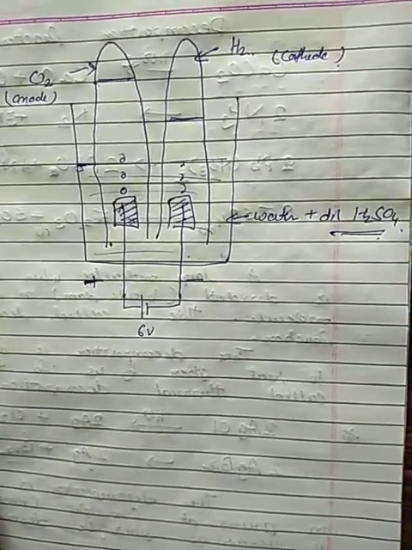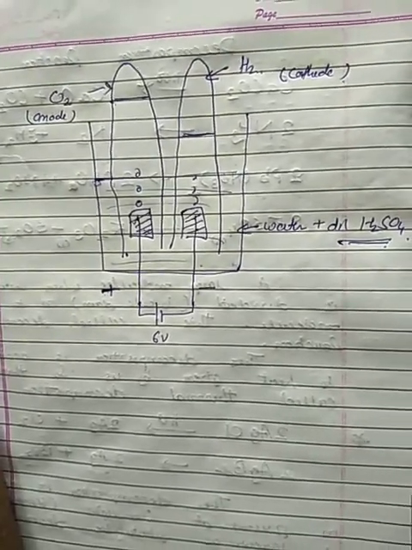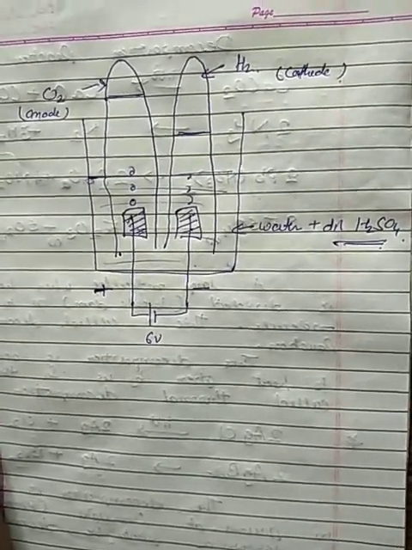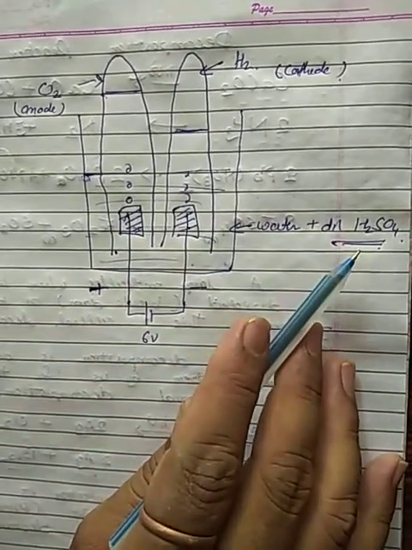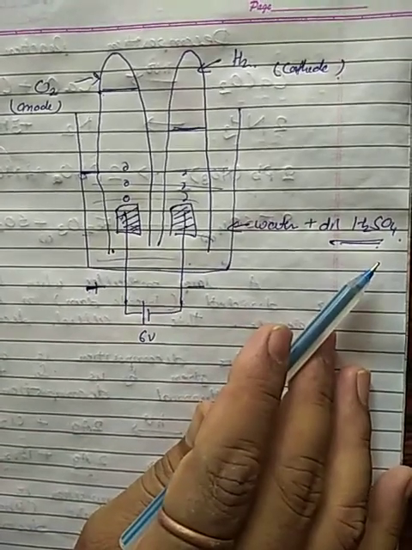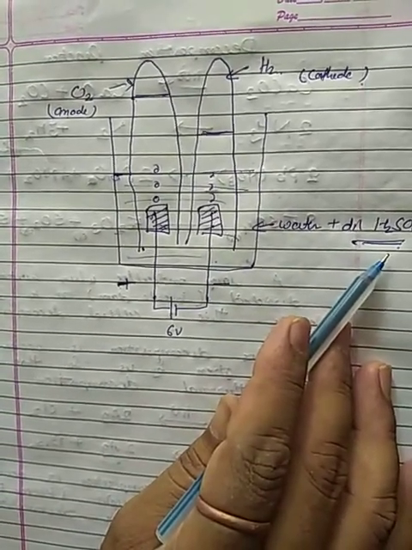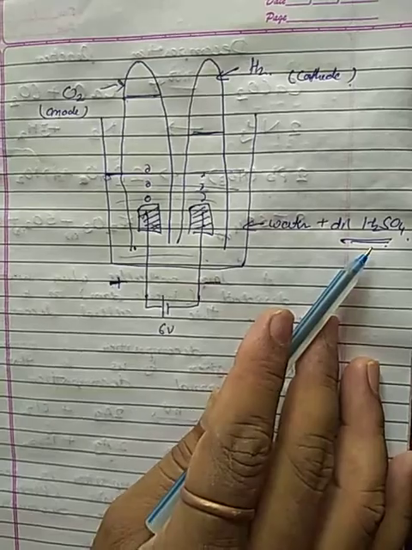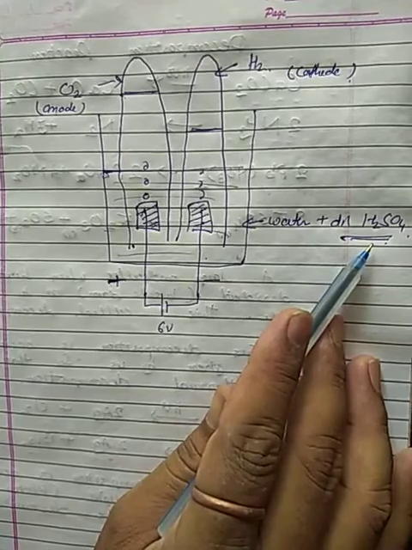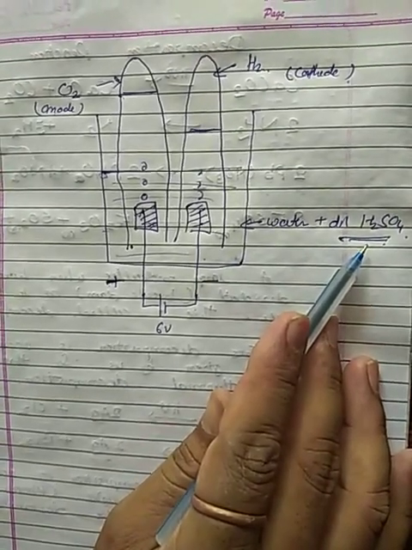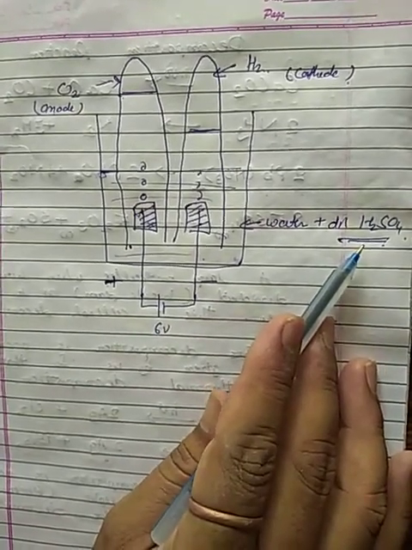The question arose: why do we have to add dilute H2SO4 to the water? As we know, pure water is an insulator, so current cannot pass through it. If we do not add a few drops of H2SO4 to pure water, the current cannot pass through it and the reaction does not occur. So to continue the electrolytic decomposition, we have to add dilute sulfuric acid. When we add a few drops of dilute sulfuric acid, the decomposition occurs and the bubbles of gas are collected in the test tube.